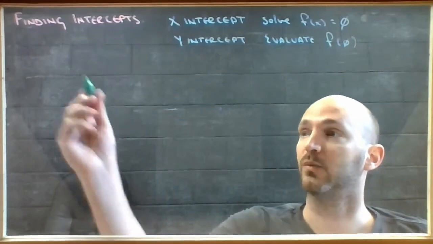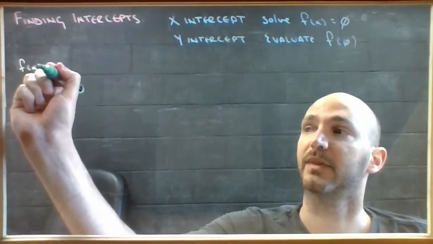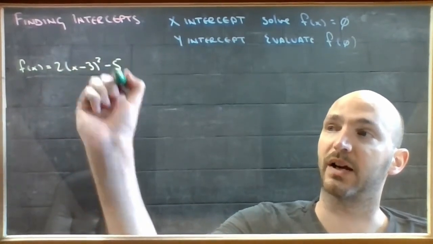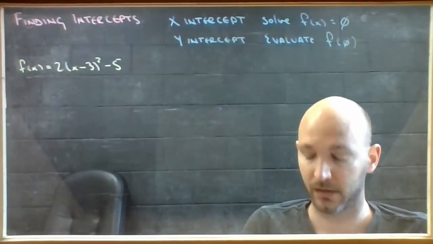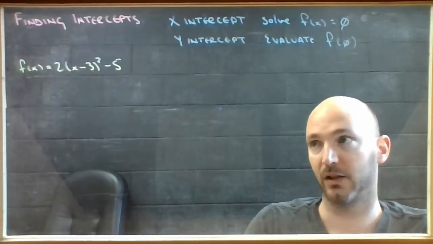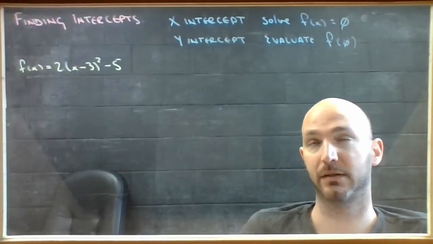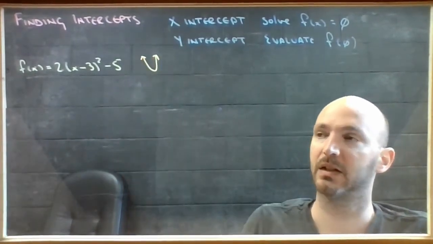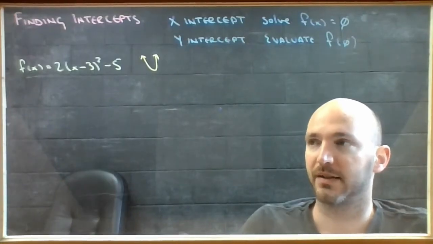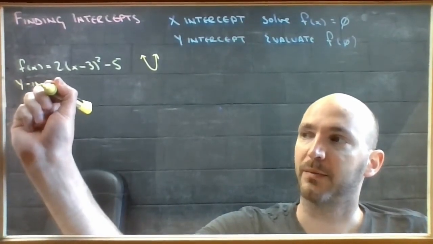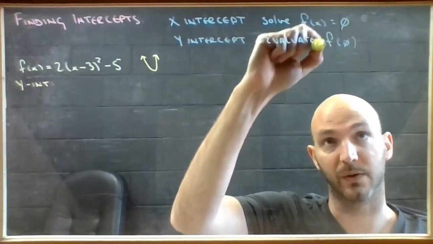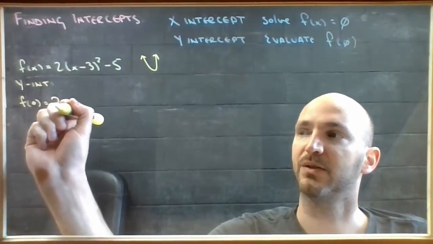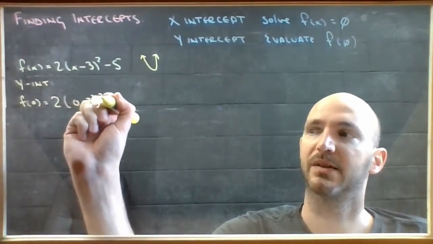So first function will be f of x equals 2x minus 3 squared minus 5. All right, now take a minute, look at that, and decide what shape it is. Hopefully you're seeing a parabola. It's this kind of function. All right, so if you're after the y-intercept, what you're going to do is evaluate the function at 0. So f at 0 would be 2 times 0 subtract 3 squared minus 5.